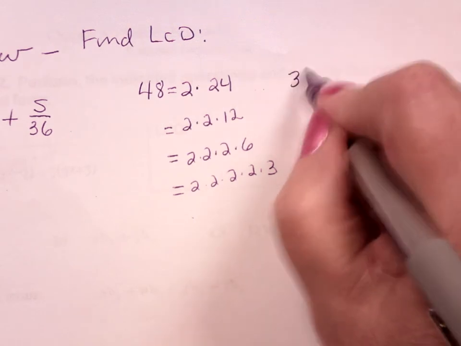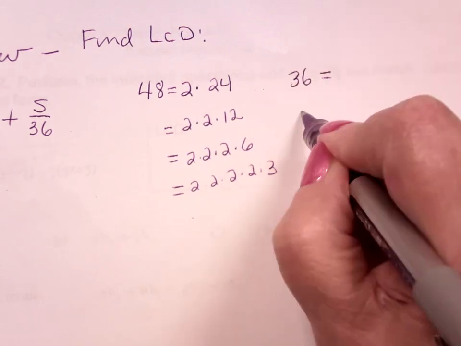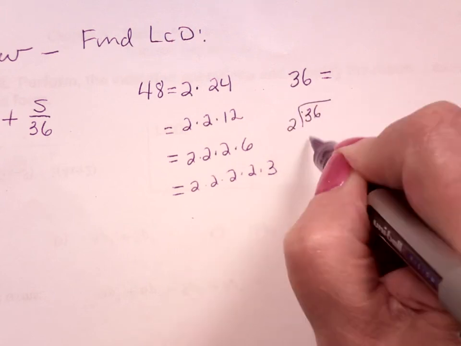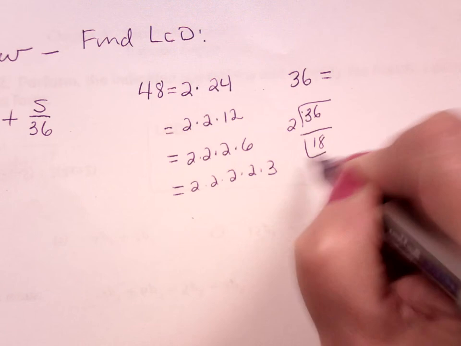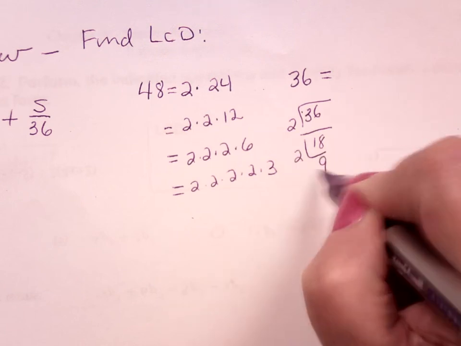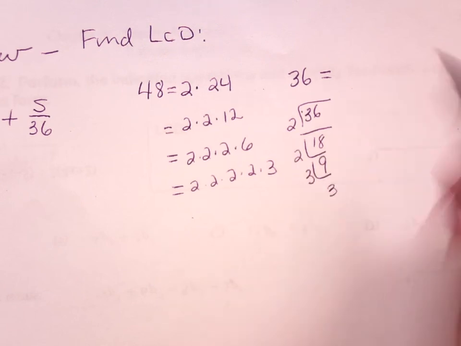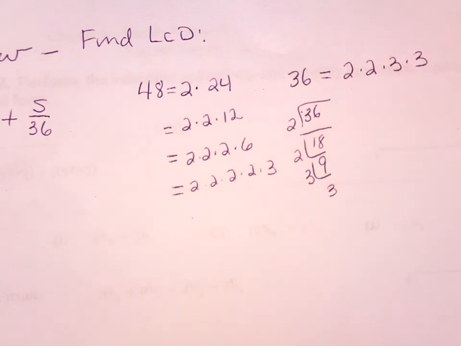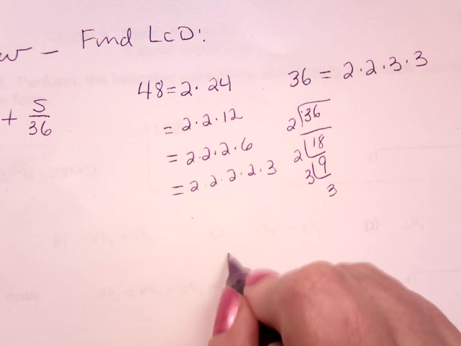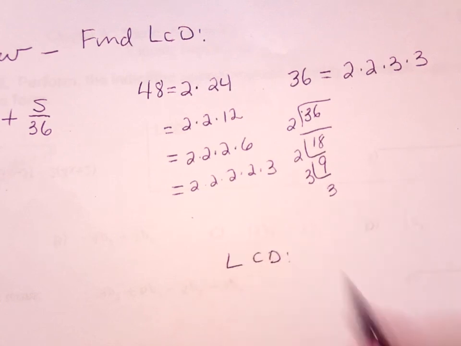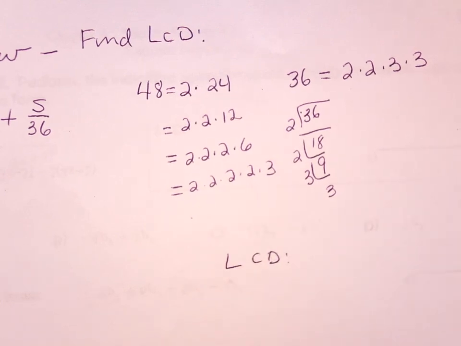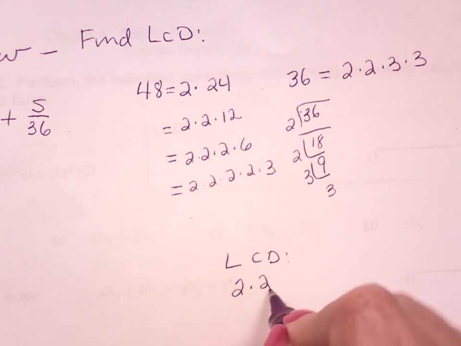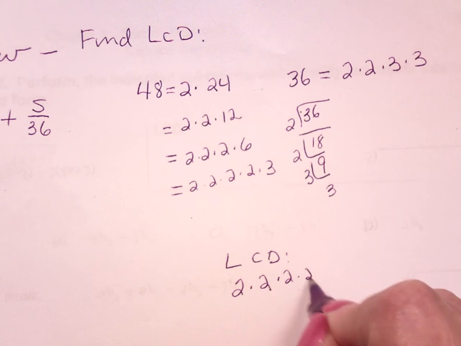And what 36 is, what I normally do is take 36, divide by 2, that gives me 18, divide by 2, that gives me 9, then 3 and 3. So it's 2 times 2 times 3 times 3. So if I do want the LCD, I build it. And the first thing I do is I have to dump somebody into the pot, which is 2 times 2 times 2 times 2 times 3.